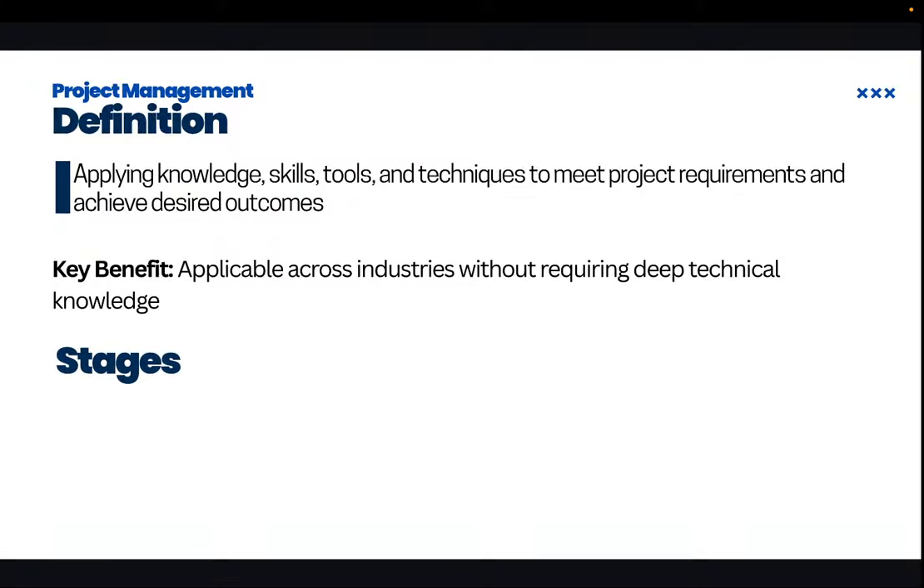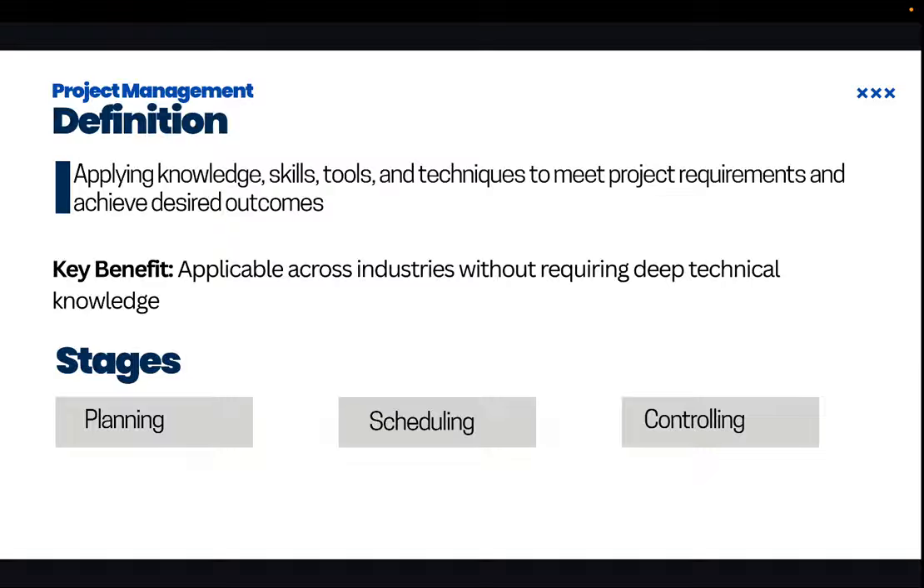Now, at this particular stage, we are just doing introduction to project management. So I'll give you the basic stages when it comes to project management, right? We are going to tackle three main stages. The first one is planning, the second one is scheduling, then the last one is controlling, right? So as we proceed, we are going to dive deep into the various stages, right? So just take note of that. We will get back to that as well, right?